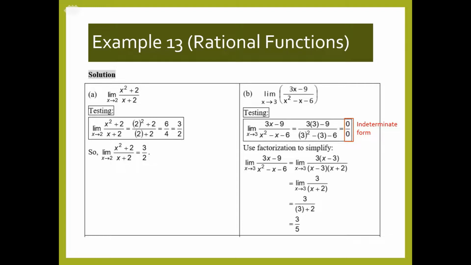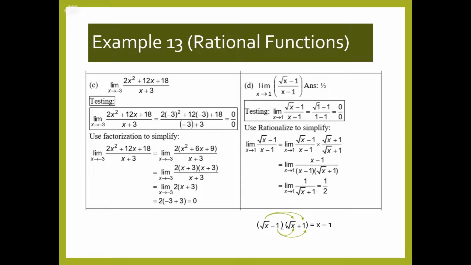By factorizing both numerator and denominator, you will notice that they have a common factor, which is x minus 3. Cancel this factor and simplify the function, you will get 3 over x plus 2. By substituting x with 3 and simplify, you will get 3 over 5 as the final answer.